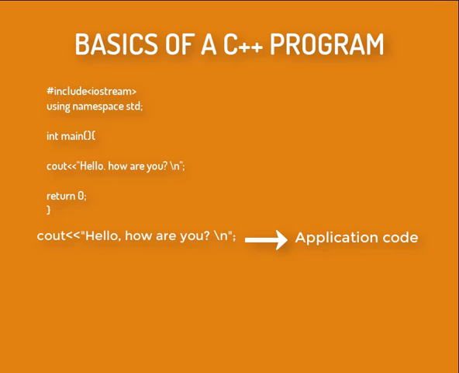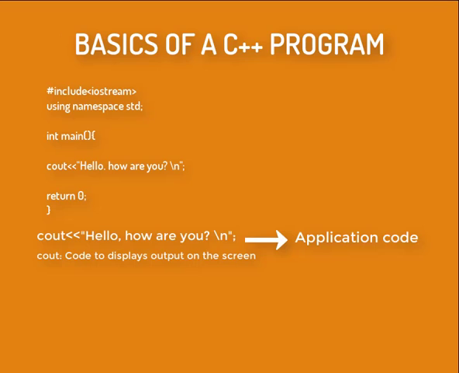There's only one line here. Basically, it's a very simple program that displays exactly one line, and that line is: hello, how are you? So we will break down this line word by word and see what each of the individual words actually means. The first word in line number 4 is cout.